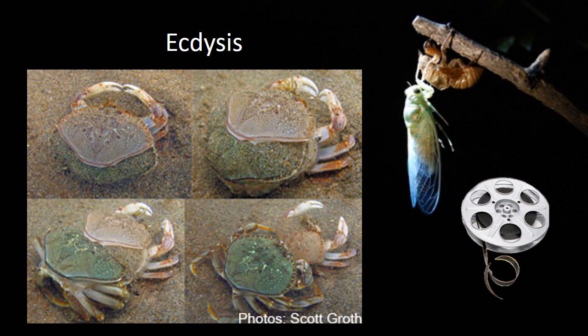Initially, this new shell will be really soft, and over time, after an hour or a couple of hours, depending on the organism, they will start to secrete chitin that will harden the new shell. But before it hardens, they'll puff themselves up and make it get as large as possible so that it's larger than their old shell. There's a video you can watch of a cicada undergoing molting if you exit out of PowerPoint and go into the videos in Dropbox.